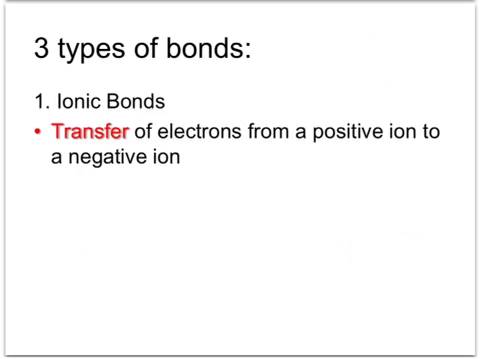So there are 3 types of bonds that we're going to discuss. The first one I've just mentioned. So the first one is the ionic bond, and this is when you see a transfer of electrons from a positive ion, that was the sodium, to a negative ion, that was the chlorine. So this is where it involves a transfer.